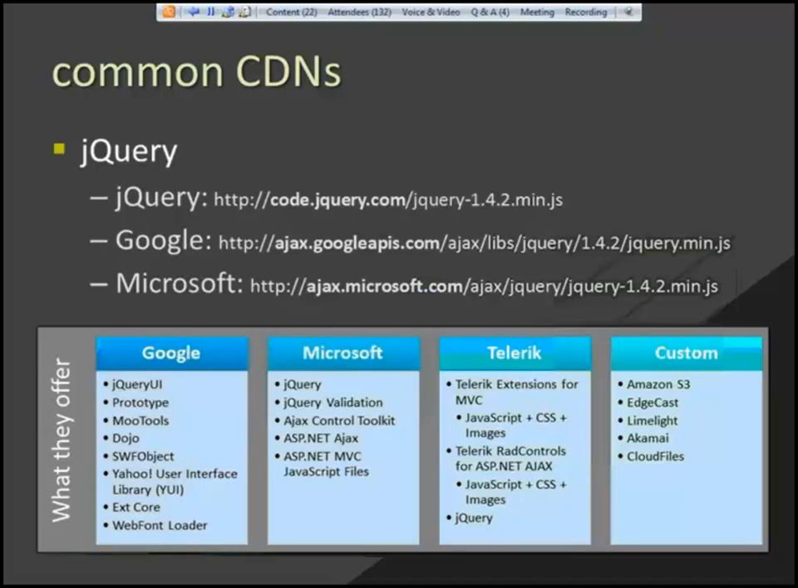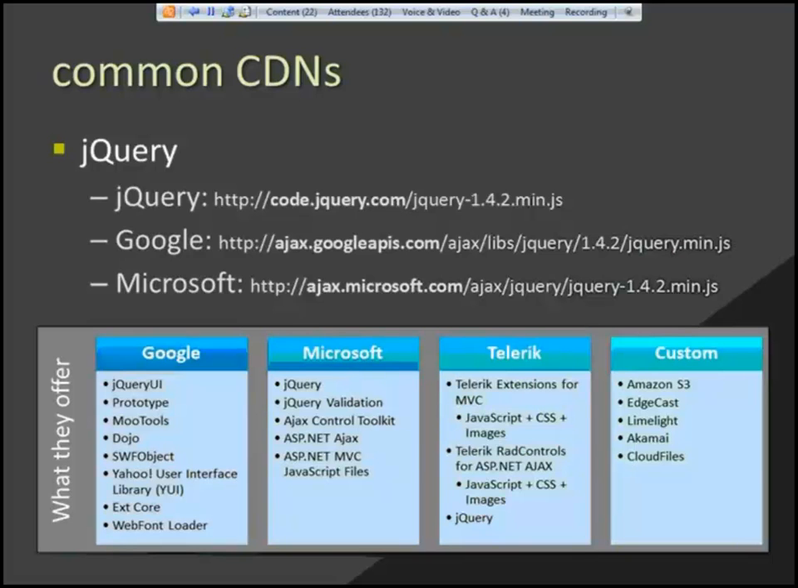So there are a lot of CDNs out there that you can use for a lot of the common resources you may already be using in your websites. jQuery, probably one of the most common resources, especially in ASP.NET MVC sites today, is available from a lot of different CDNs. jQuery itself provides a CDN that you can download the latest version from. Google and Microsoft also provide CDNs from which you can download those resources.